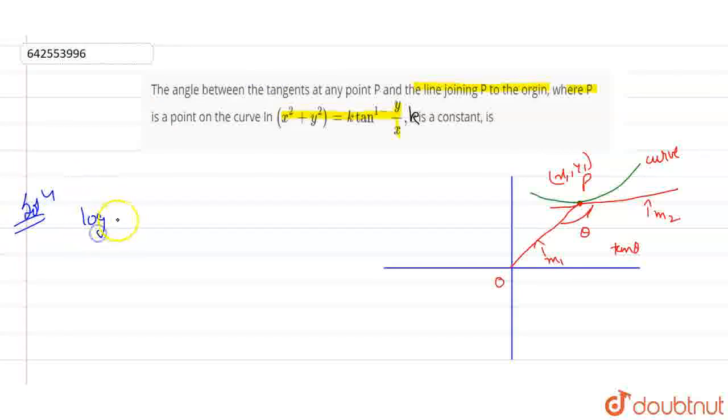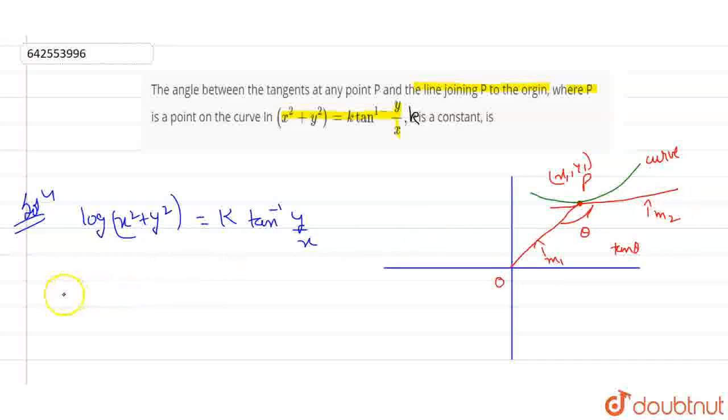We know that our equation of curve is log of x square plus y square, basically this is ln, I'll be using log, same thing, log of x square plus y square equals k tan inverse of y by x. So first we have to find the dy by dx of the tangent. Using this equation I can find the slope of the tangent. Basically I have to find m2 using this slope, or I can say m1. So first I'll find m2.